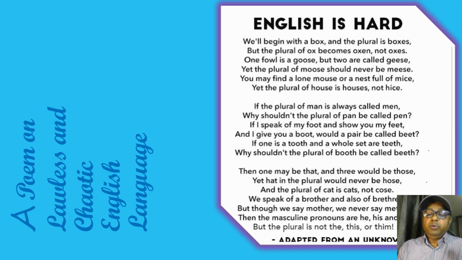If I speak of my foot and show you my feet, and I give you a boot, would a pair be called beet? If one is a tooth and a whole set are teeth, why shouldn't the plural of booth be called beeth? One may be that, and three would be those. Yet hat in the plural would never be hose, and the plural of cat is cats, not cose. We speak of a brother and also of brethren, but though we say mother, we never say methren. Then the masculine pronouns are he, his, and him, but the feminine is not hee, hisse, and himme.